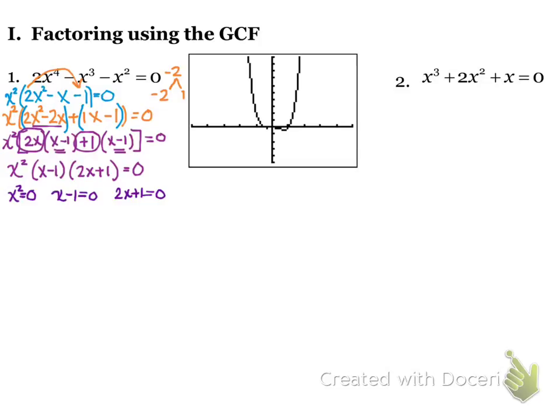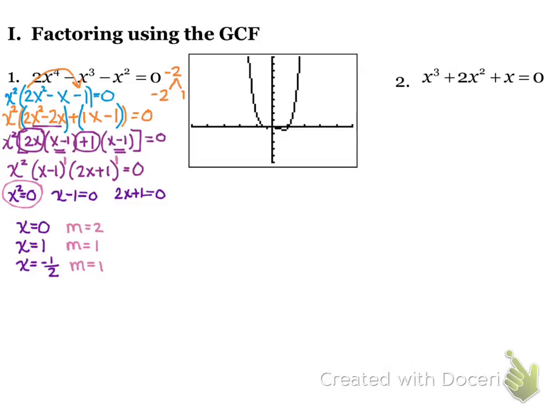And when we do that, we get the following zeros. We get x equals 0, x equals positive 1, and x equals negative 1/2. Now, we also need to note the multiplicities on each of these. To get 0, I had x squared, which means this has a multiplicity of 2. This factor had a multiplicity of 1, and so did negative 1/2.